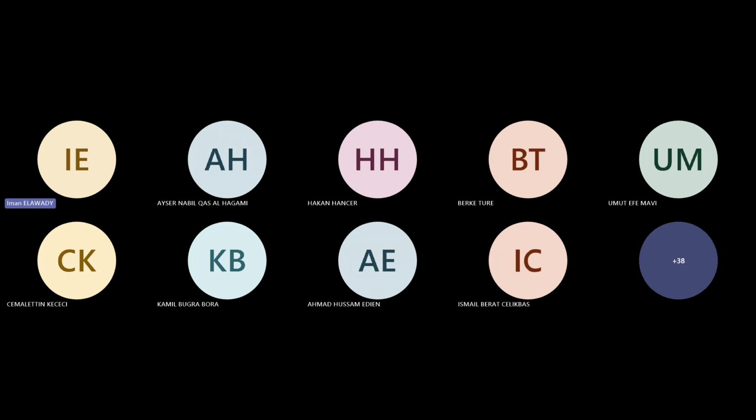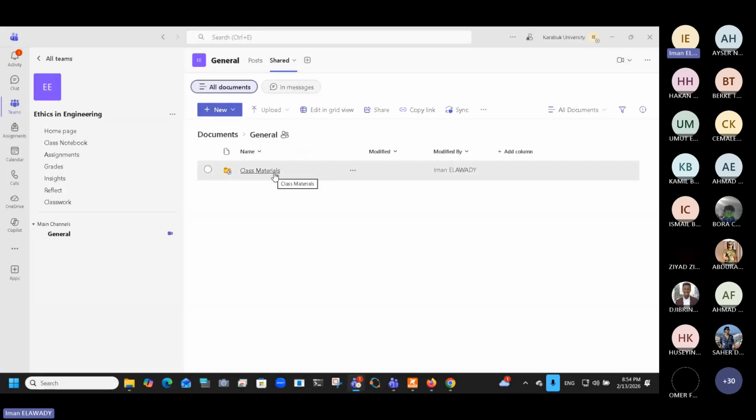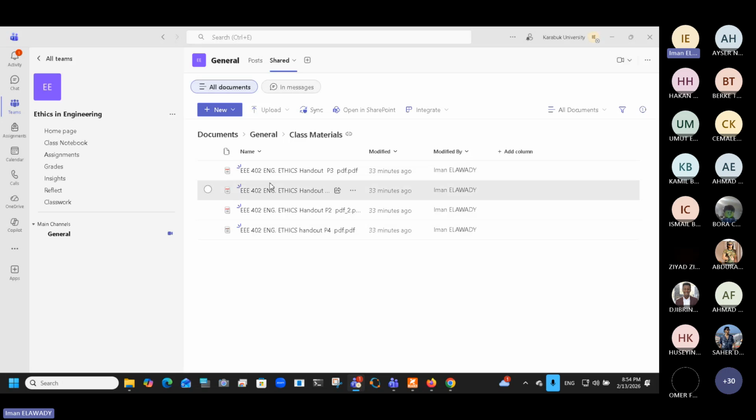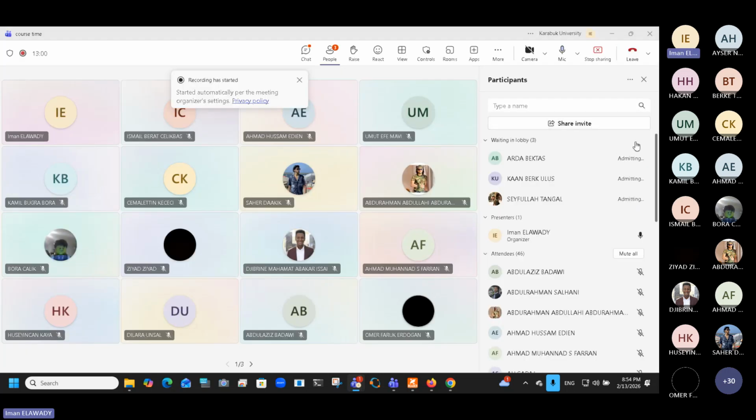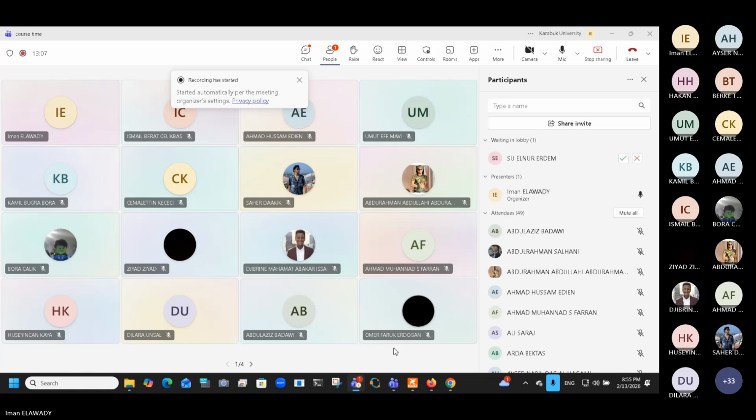In the beginning, let me share my screen. The documents of the course are shared in the material section, so you can download them from here. Part 1, Part 2, Part 3, Part 4. Please download them. Today we will start with Part 1. Try to check or read it a little bit before starting. Okay, we can start.